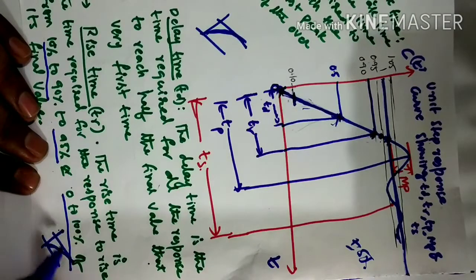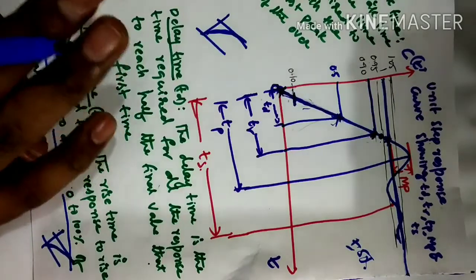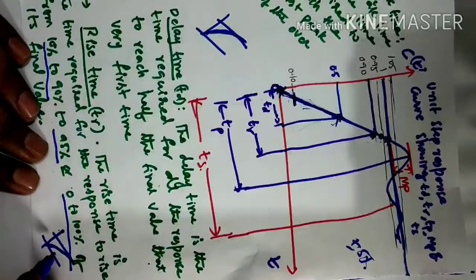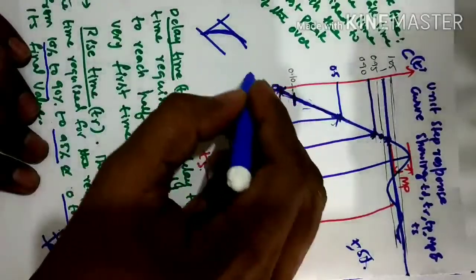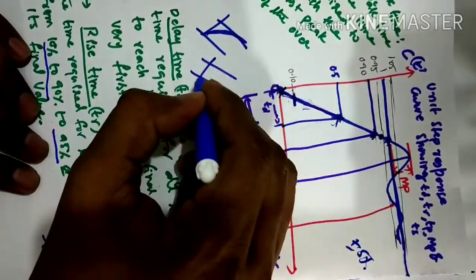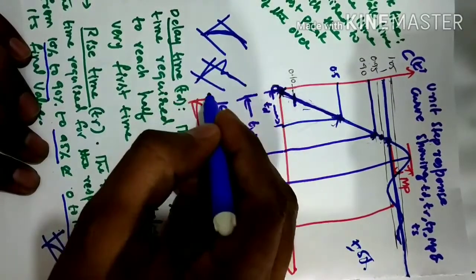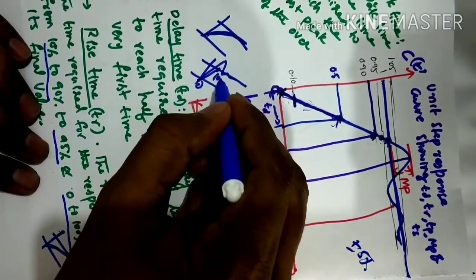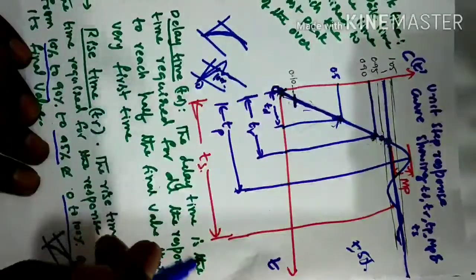So here, for an underdamped second order system, the 0 to 100% rise time is normally used. This is an underdamped response, and in this response the rise time is taken as 0 to 100 percent.